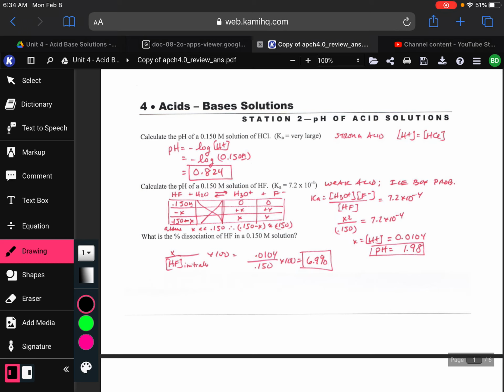Now, the next part, the percent dissociation, remember, that is the concentration at equilibrium of hydronium divided by the initial acid concentration. And so since the X value is 0.0104, that means that they subtract that from 0.150, and what it looks like, sorry, I was talking about the wrong thing. I was looking at the hydrofluoric acid. So X is the hydronium concentration. Divide that by 0.150 times 100, and you get 6.9%.